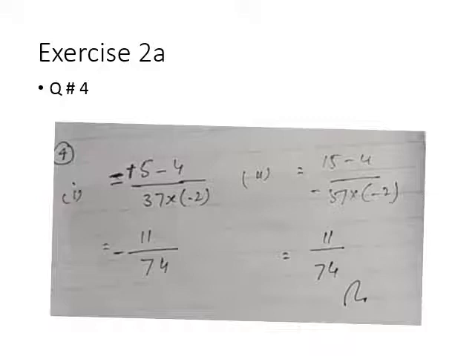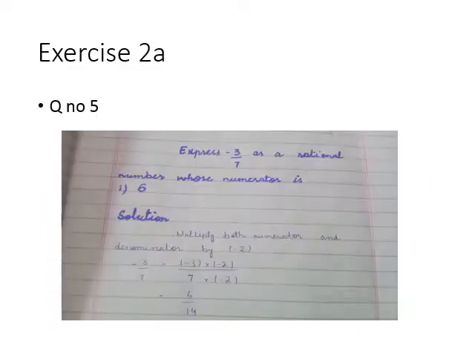We have to express the above, the answer of the first part, minus 11 by 74, in the form of a positive denominator. Positive denominator means that we have to write here 11 by 74. Next question is question number 5.